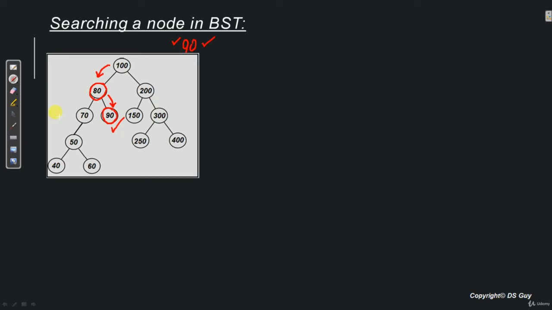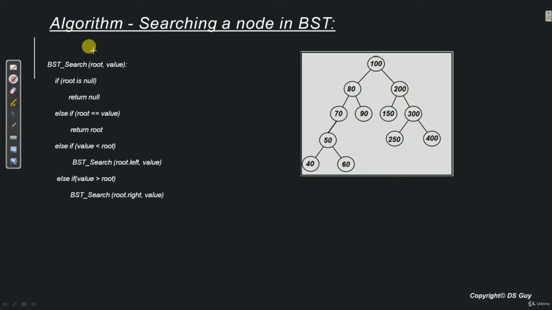Now let's see what the algorithm for this looks like. The algorithm is very simple. The name of the method is binary search tree search. It takes the root and the value that we are trying to find. If root is null, that is, if this tree is a blank tree, in that case we simply return a null or an error message saying that the tree is blank and the value is not found. Else, if root is equal to value, then we simply return root.